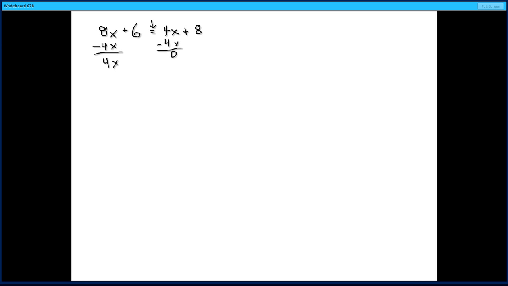So what are we left with? We're going to rewrite the equation now. We are left with 4x plus 6 equals 8. So now we have the x only on one side of the equation, and we can move on to step number 4.